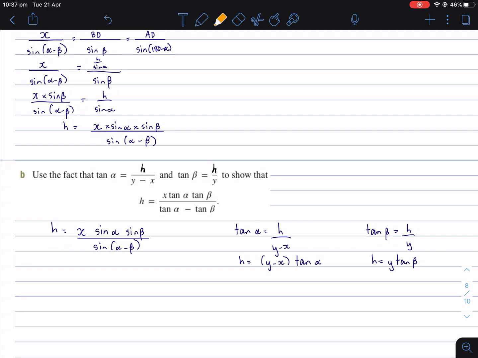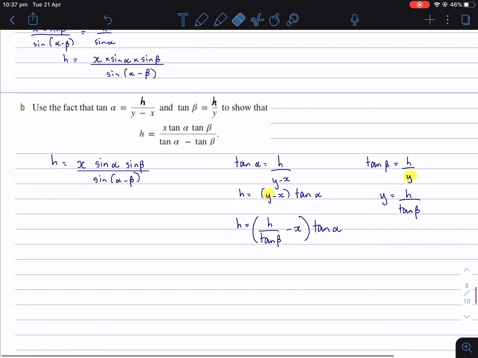Actually, I'm going to rearrange this for y because I've got a y in here that I don't want. So y equals h on tan beta. So I've got h equals h on tan beta take x times tan alpha. Maybe I don't need this one at all.